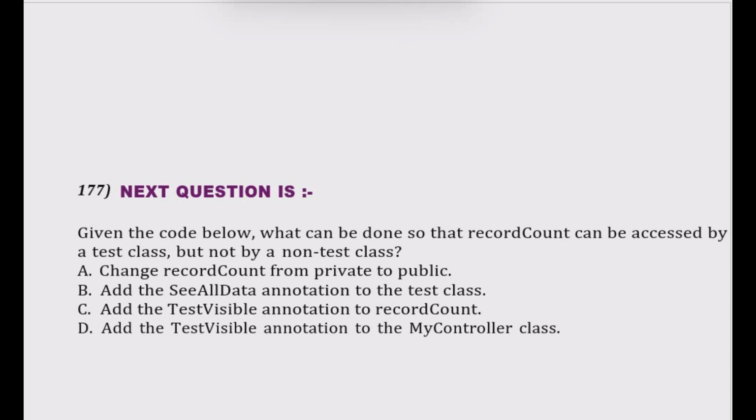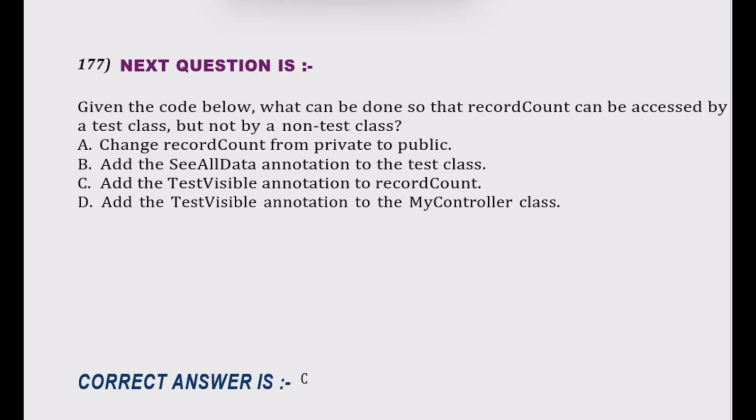Question is, given the code below, what can be done so that recordCount can be accessed by a test class but not by a non-test class? Option A. Change recordCount from private to public. Option B. Add the SeeAllData annotation to the test class. Option C. Add the TestVisible annotation to recordCount. Option D. Add the TestVisible annotation to the MyController class. Correct answer is option C.